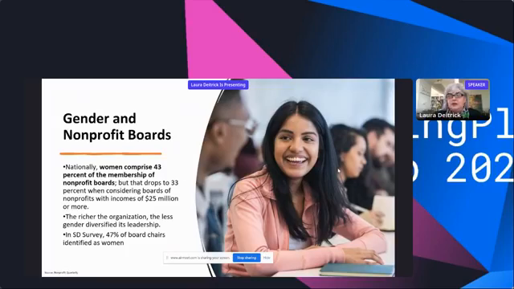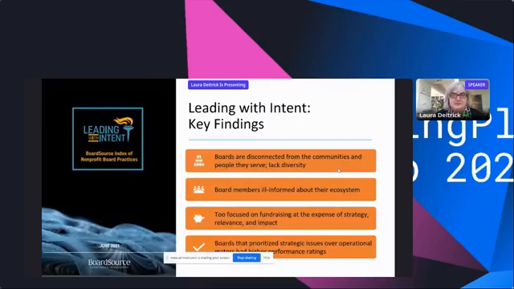In terms of gender, although the sector in the US is made up primarily of women, about 75%, men still dominate the leadership roles. And as boards in the US get bigger in terms of budget size, the proportion of women goes down. So the richer the organization, the less gender diversity is in the organization.